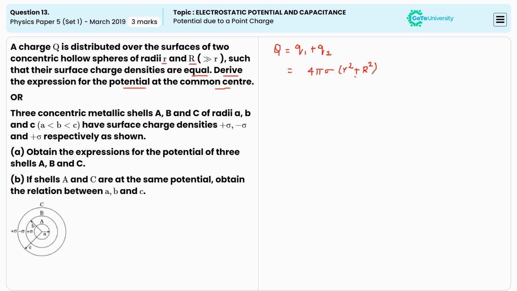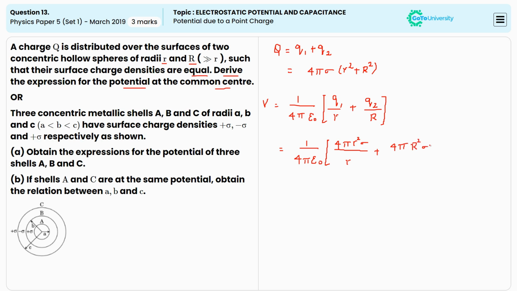Okay. And the potential at the common center, that is V, is given by 1 upon 4 pi epsilon naught times (Q1 by R1 plus Q2 by R2). If we substitute these Q1 and Q2 values, we get 1 upon 4 pi epsilon naught times (4 pi R1 square sigma by R1 plus 4 pi R2 square sigma by R2), and we will get here (R1 plus R2) sigma divided by epsilon naught.